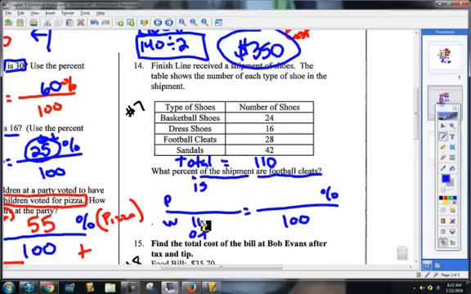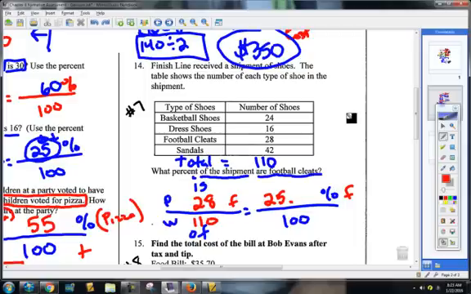That's obviously going to be your whole, right? And then the part is going to be the football cleats. So this will be the percent that's football. There are 28 of them. When you cross multiply and divide here, you'd end up getting 25.454545. So I just told you to round to 25%. I will also accept 25.5%, I think, right? Yep. Okay, I will accept that as well. But I told you all to round it to the nearest whole, so you should have done it.